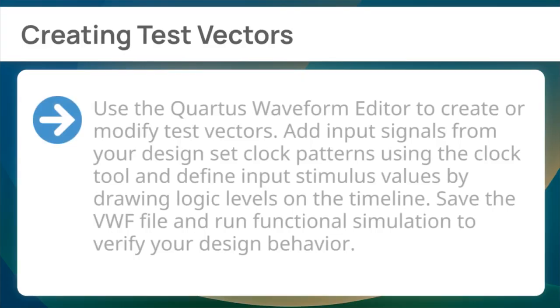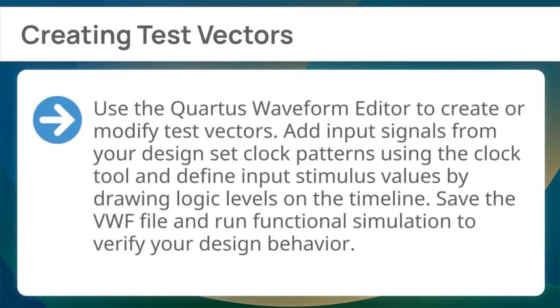Next, creating test vectors. Use the Quartus waveform editor to create or modify test vectors. Add input signals from your design, set clock patterns using the clock tool, and define input stimulus values by drawing logic levels on the timeline. Save the VWF file and run functional simulation to verify your design behavior.